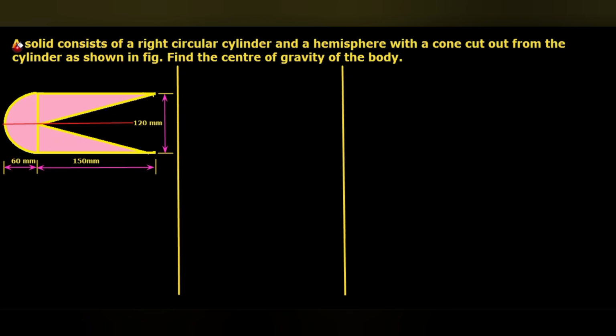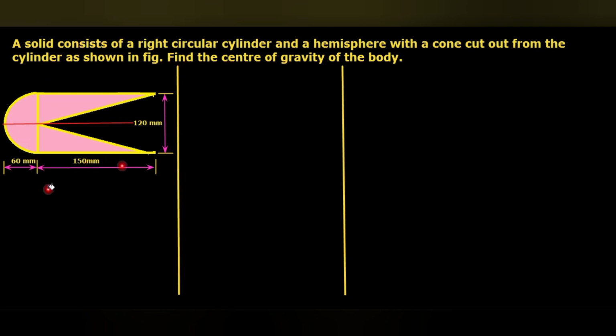Today's class we are going to discuss a numerical on the topic center of gravity of sections with cutout holes. Let's go to the numerical. A solid consists of a right circular cylinder and a hemisphere with a cone cut out from the cylinder as shown in figure. Find the center of gravity of the body.